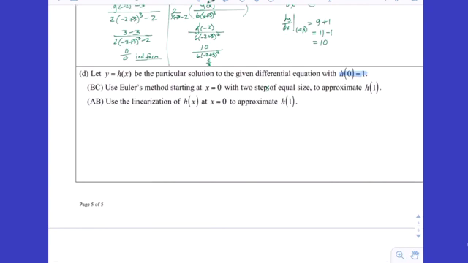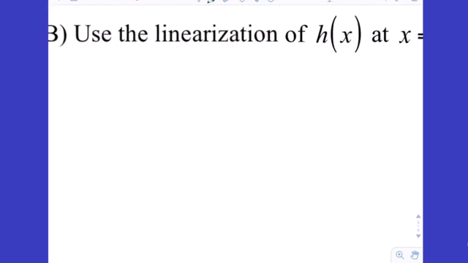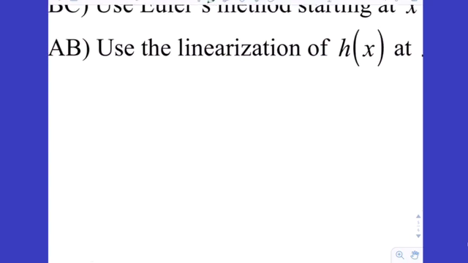The AB had the same thing, but they said use the linearization of h at 0 to approximate h of 1. So remember, linearization is tangent line approximation, and all that is, is Euler's method with 1 step, right? So we're doing Euler's method with 2 steps. So ours should be a little bit more accurate. All right, so let's go ahead and make our Euler's method columns.